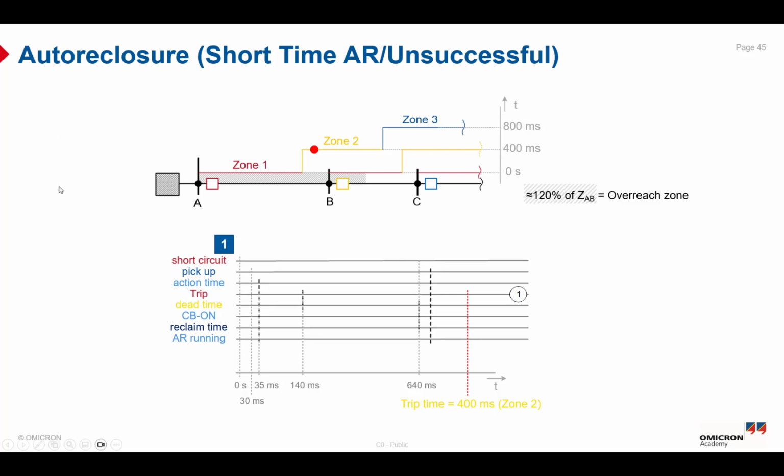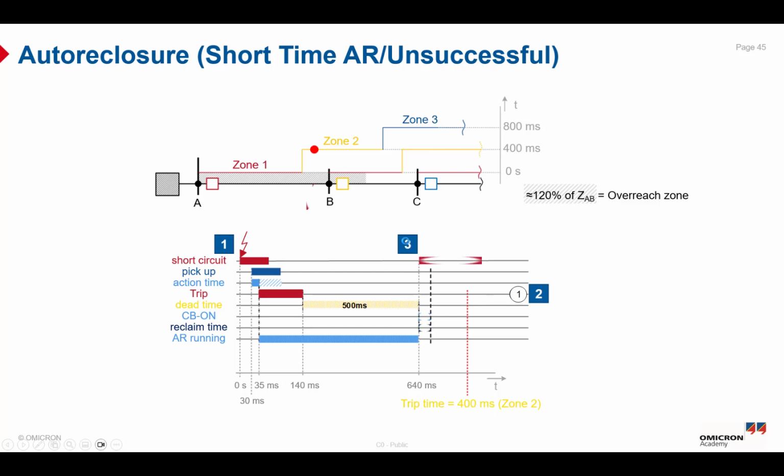So the AR running, as you can see here, let us explain the time signal. The short circuit is happening, the fault on our line, which means between A and B. And the relay picks up, and during the action time, it should issue a trip command to trip the circuit breaker and to isolate the fault. And here the AR running process is initiated with the first trip of the circuit breaker until the elapse of the reclaim time. So here is the AR running time.